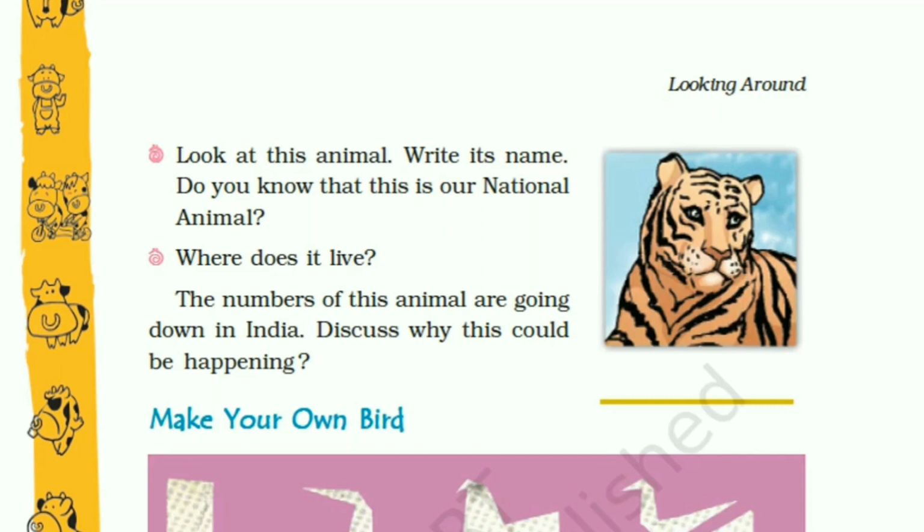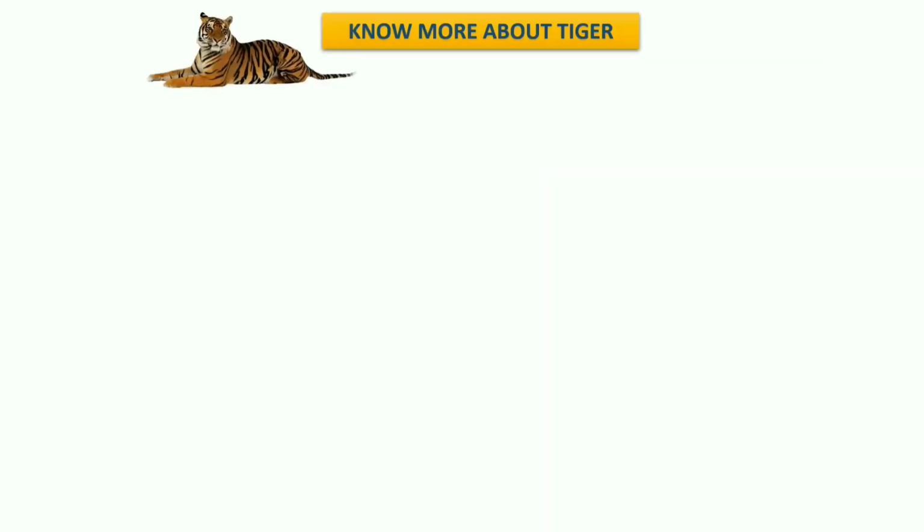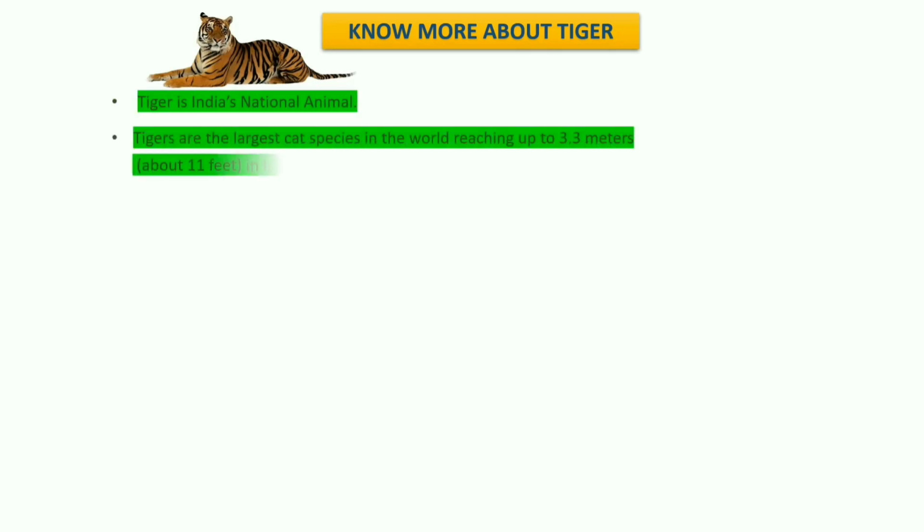Here I am giving another note on the tiger, more about the tiger. First one is, the tiger is India's national animal, and tigers are the largest cat species in the world, reaching up to 3.3 meters, about 11 feet in length, and weighing up to 670 pounds, 304 kilograms. To get an idea how big this animal grows, here are some visuals of tigers.